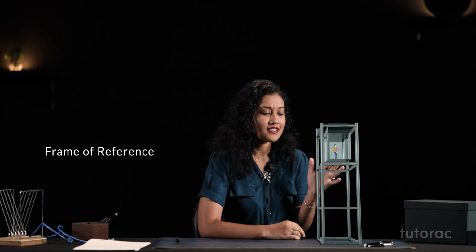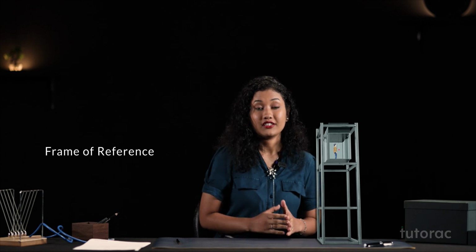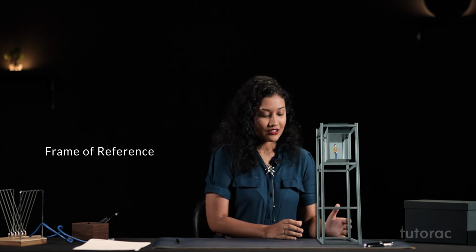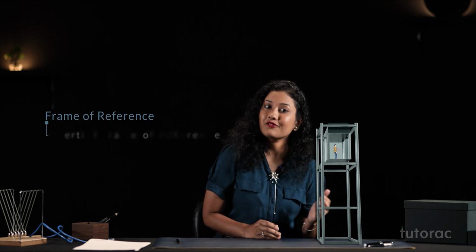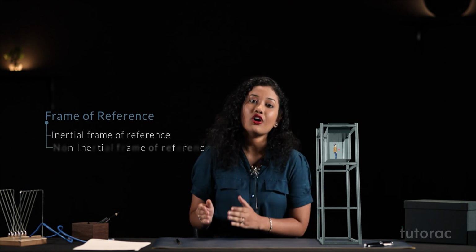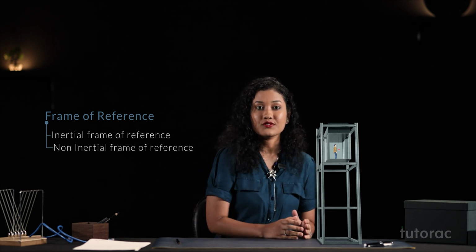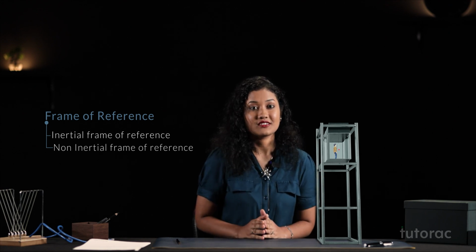So what is frame of reference? Frame of reference is a set of axes with respect to which we determine the position of the body, whether it is at rest, whether it is moving, and so on, right? So the set of axes or the frame of reference are categorized into two types. One is inertial frame of reference, another one is non-inertial frame of reference. Inertial frames of reference are those which are at rest or which are moving with constant velocity.